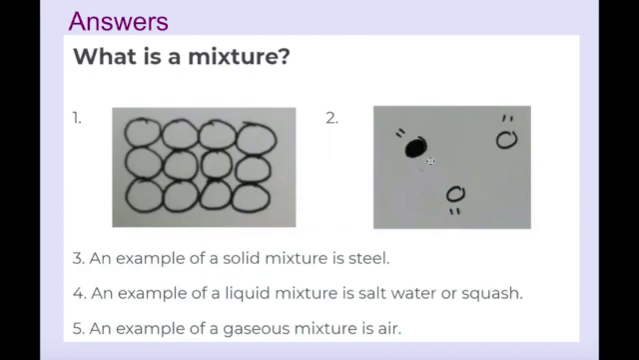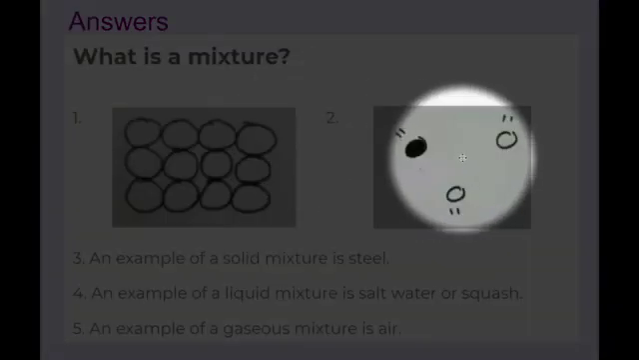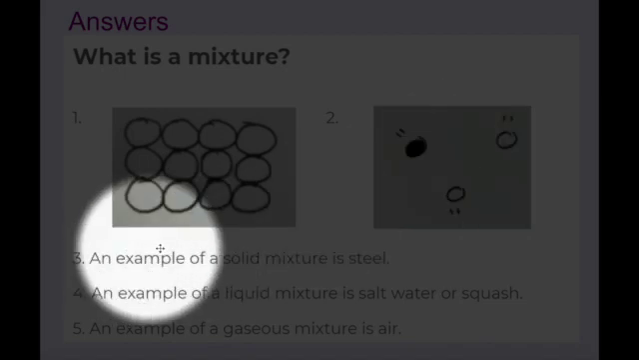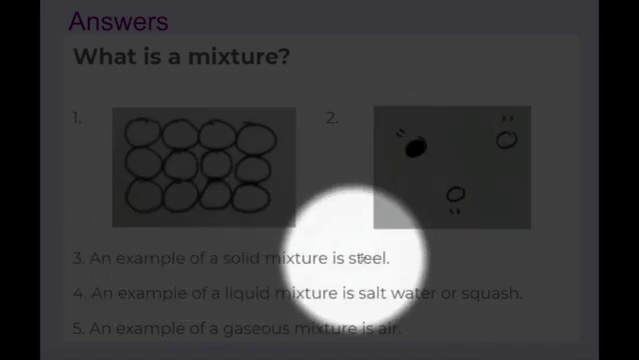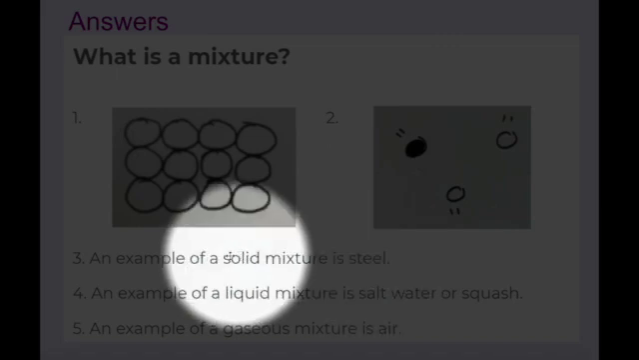For number 2, our mixture of a gas. We know it's a mixture because there are two types of particles. The particles are arranged, they are not touching, and they are moving around. An example of a solid mixture is steel. Okay, we looked at that earlier. It's got carbon and it's got iron, so we know that steel is a mixture, a solid mixture.